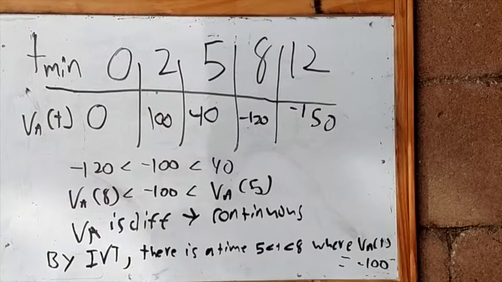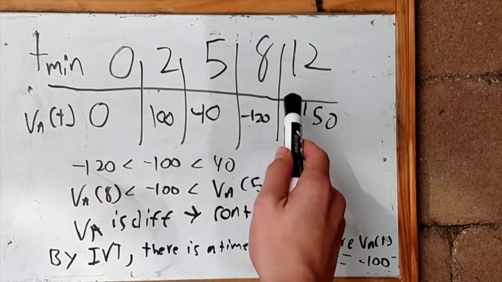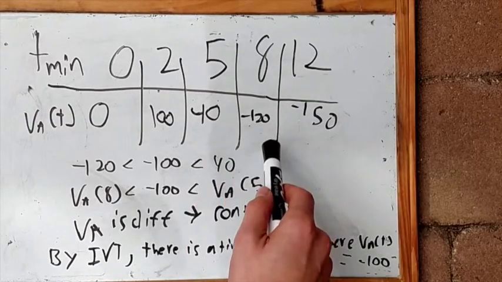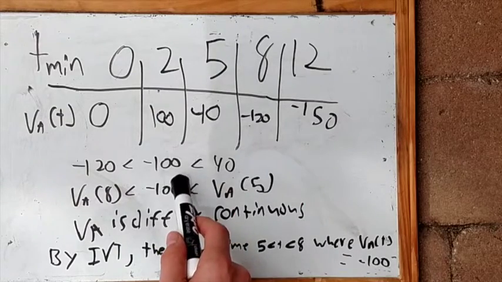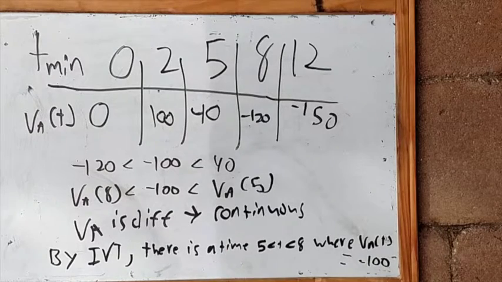So how you would go about doing this is, first of all, know that between minutes 5 and 8, the velocity changes from 40 to negative 120, where negative 100 is in between those two numbers. So you could put this, basically. And second of all, they tell you that the train's velocity is differentiable, which means it's continuous, because in order for something to be differentiable, it also has to be continuous.